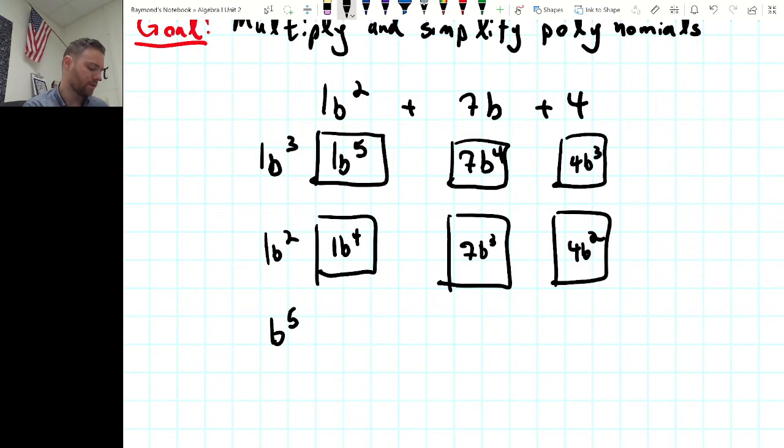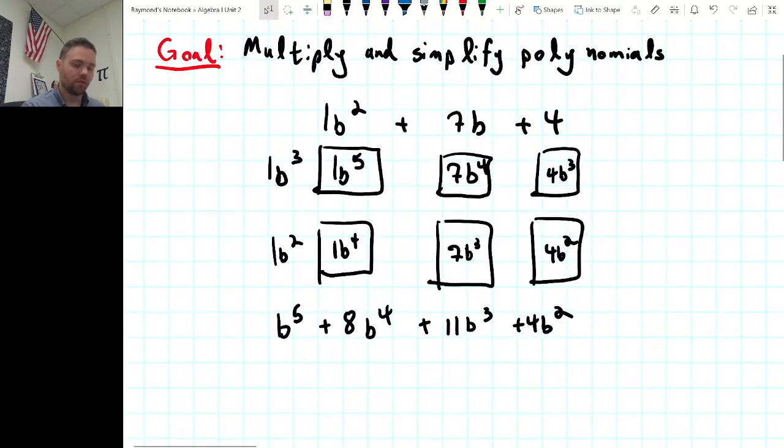So b to the fifth plus 7b to the fourth plus 1b to the fourth. If you remember combining like terms, all you do is add the coefficients and keep the base and the exponents the same. So 7 plus 1 is 8b to the fourth. Same thing with 7b cubed: 7b cubed plus 4b cubed is 11b cubed. And then 4b squared has no like terms, so we're just done.